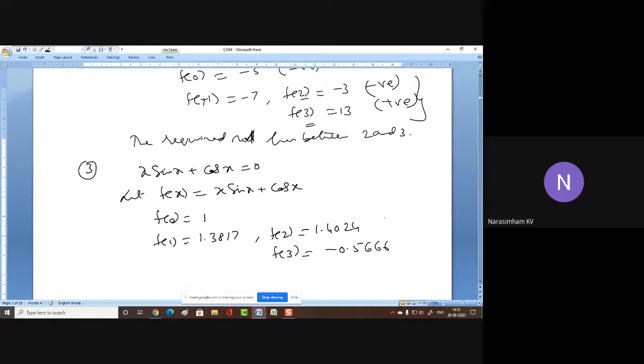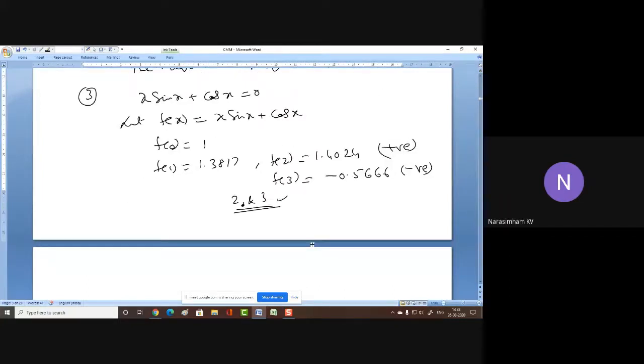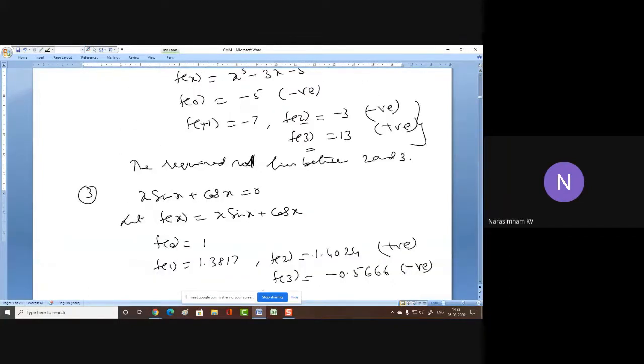0.5666. So the first value is positive and now this value is negative. Then what is our conclusion? The given equation has at least one real root between 2 and 3 only. Between 2 and 3, one of the real roots. This equation may have more than one real root, but one of the real roots lies between 2 and 3 only.